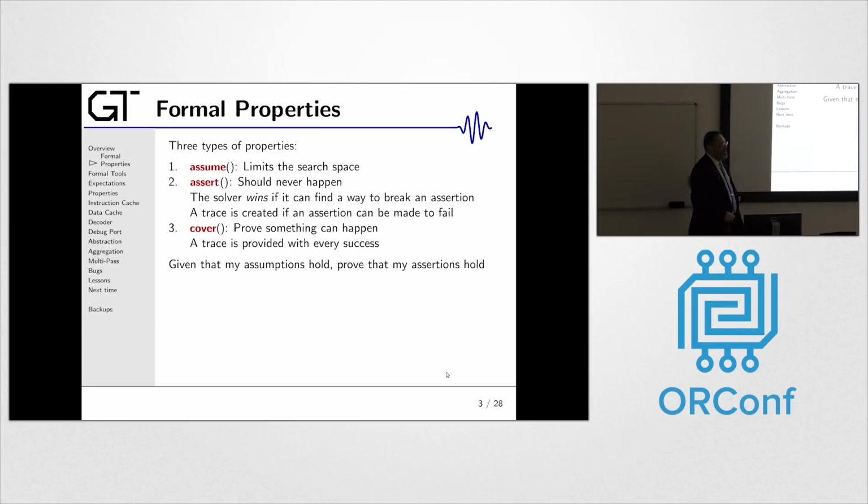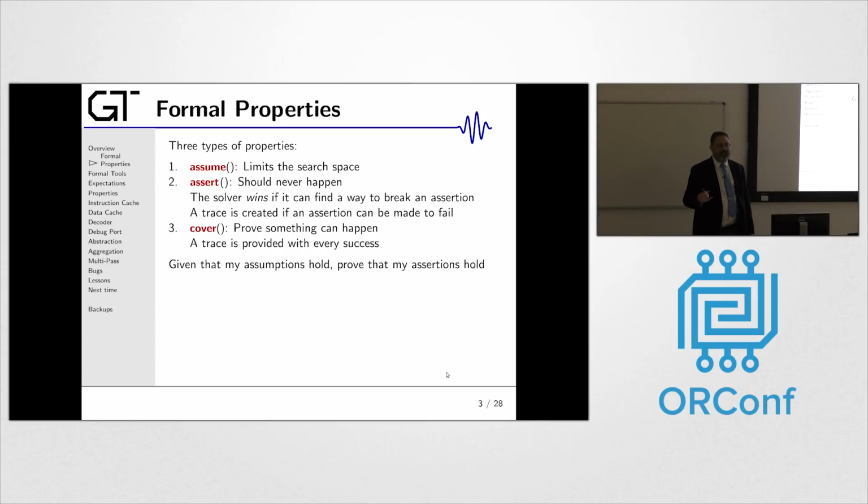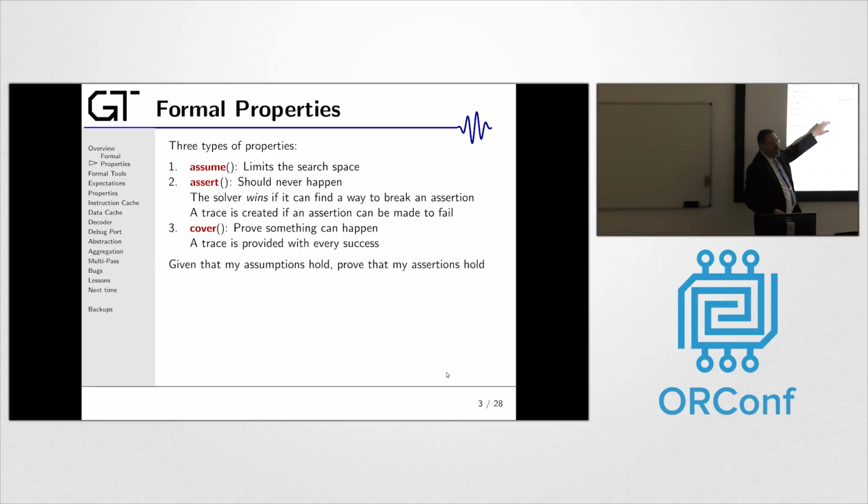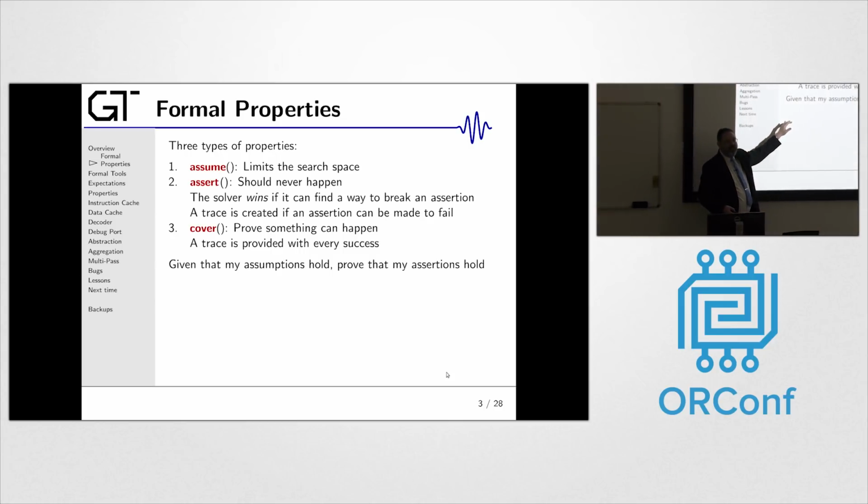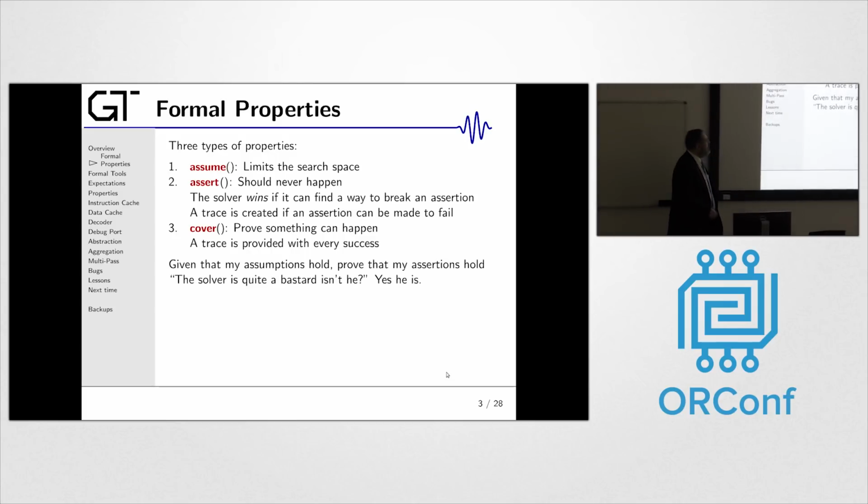Okay. There's 3 basic types of formal verification properties. There's the assume statement, which tells the solver, if this isn't true, don't even bother looking at it. There's the assert statement, which says if you can ever make this false, you win. It's almost like a competition. The guy's really out to get you. And then the third one is a cover statement where you prove that something can happen. Basically, you can state it as, given that my assumptions hold, prove that my assertions hold. Sort of the basic idea behind it.